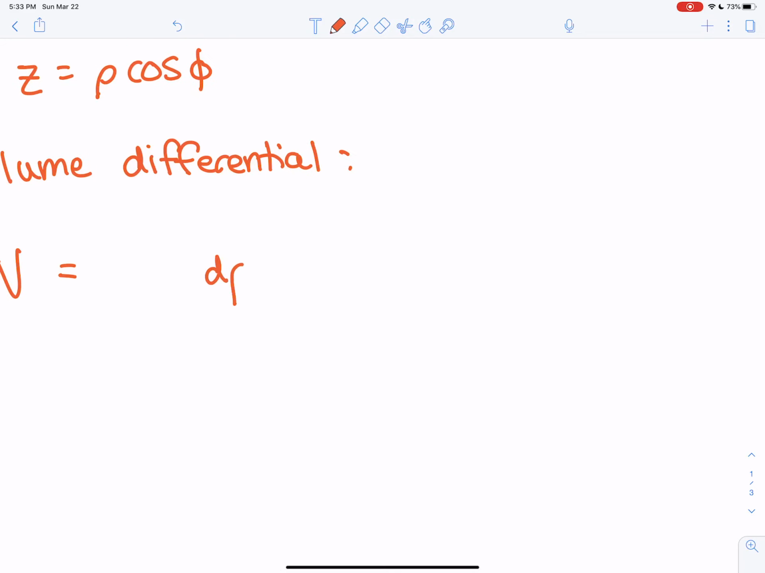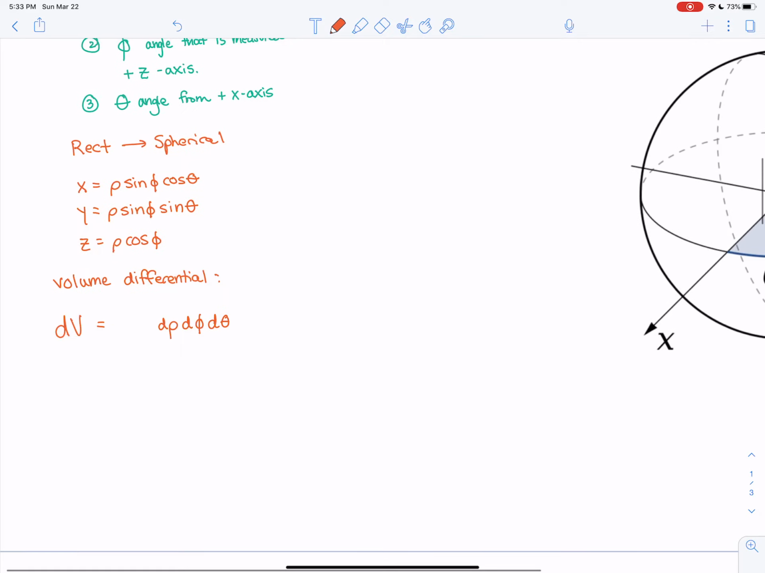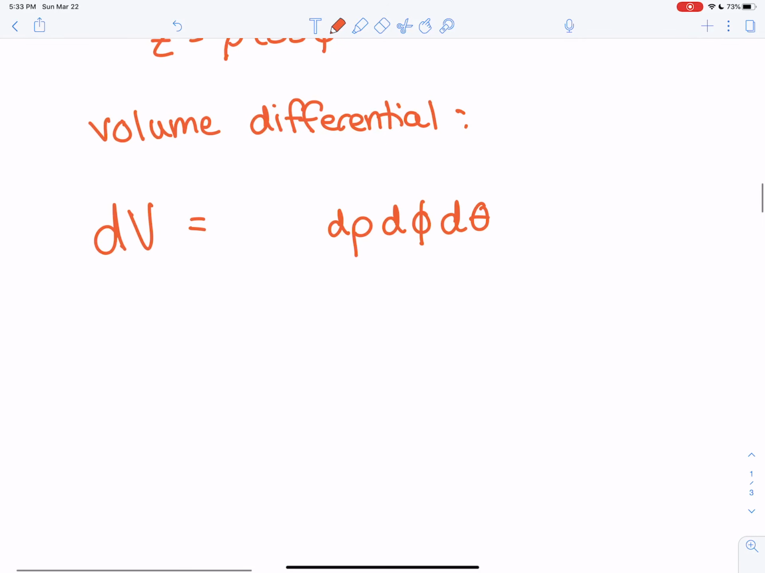So d rho, d phi, d theta. But you remember when we were in polar, we talked about that there was an extra r that got multiplied in there into the volume differential, and we weren't going to worry about it right away, but we'll discover it in chapter 15.8. There's another factor that gets multiplied into the spherical volume differential that we're going to learn where that comes from in the next chapter.